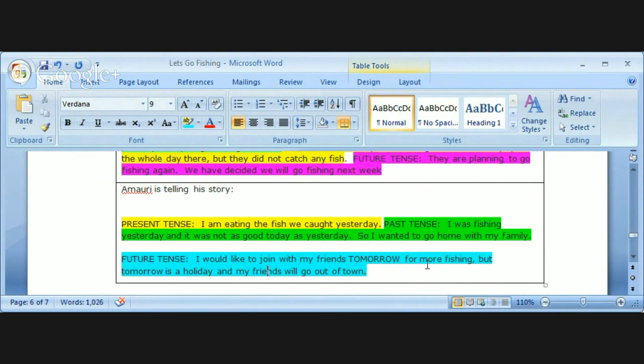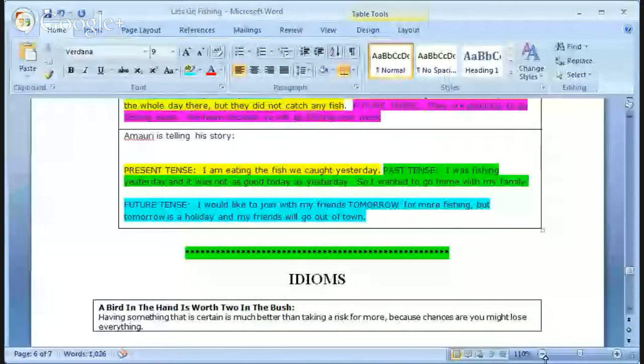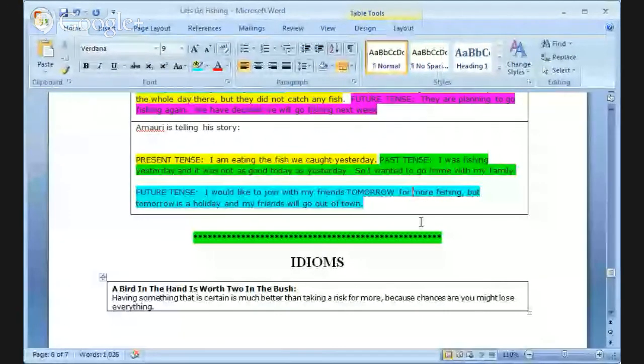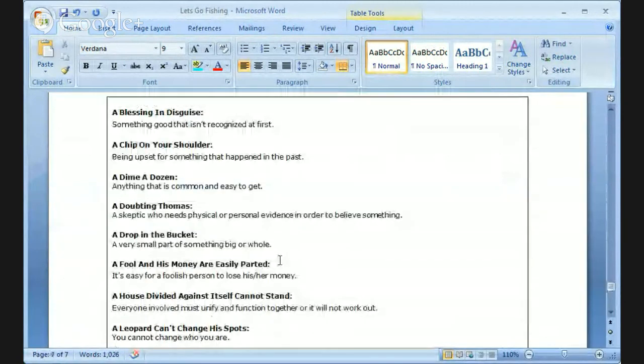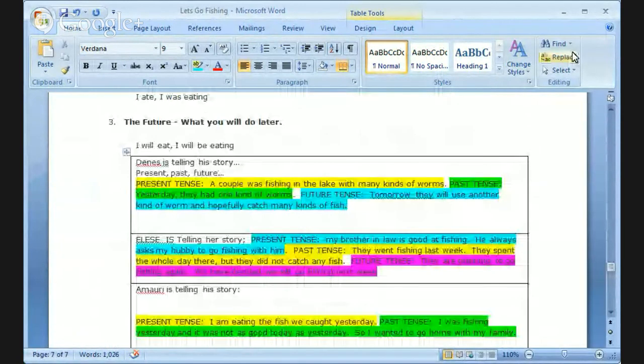Okay. Good. All right. So that is what we would have done to show past tense, present tense, and future tense. We would go into some idioms, but we don't have time to look at idioms today.